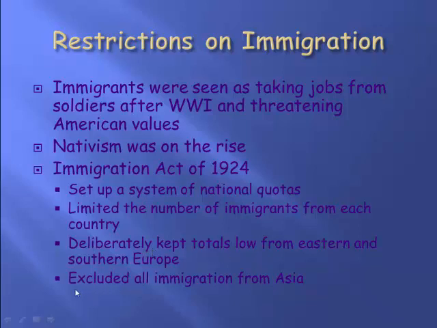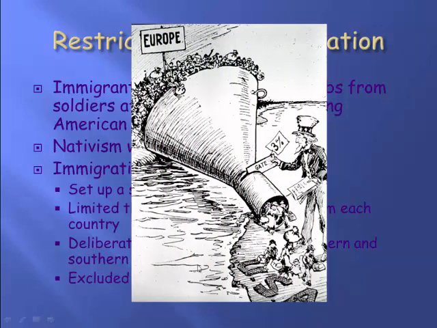Basically that law also excluded all immigrants from Asia. So no more Asians into the country. Picture this being before 1924, all these immigrants were actually allowed into the country. And what are we doing now? We're kind of putting the kibosh on that, and we're making it so we're only going to let a certain number through from each country.